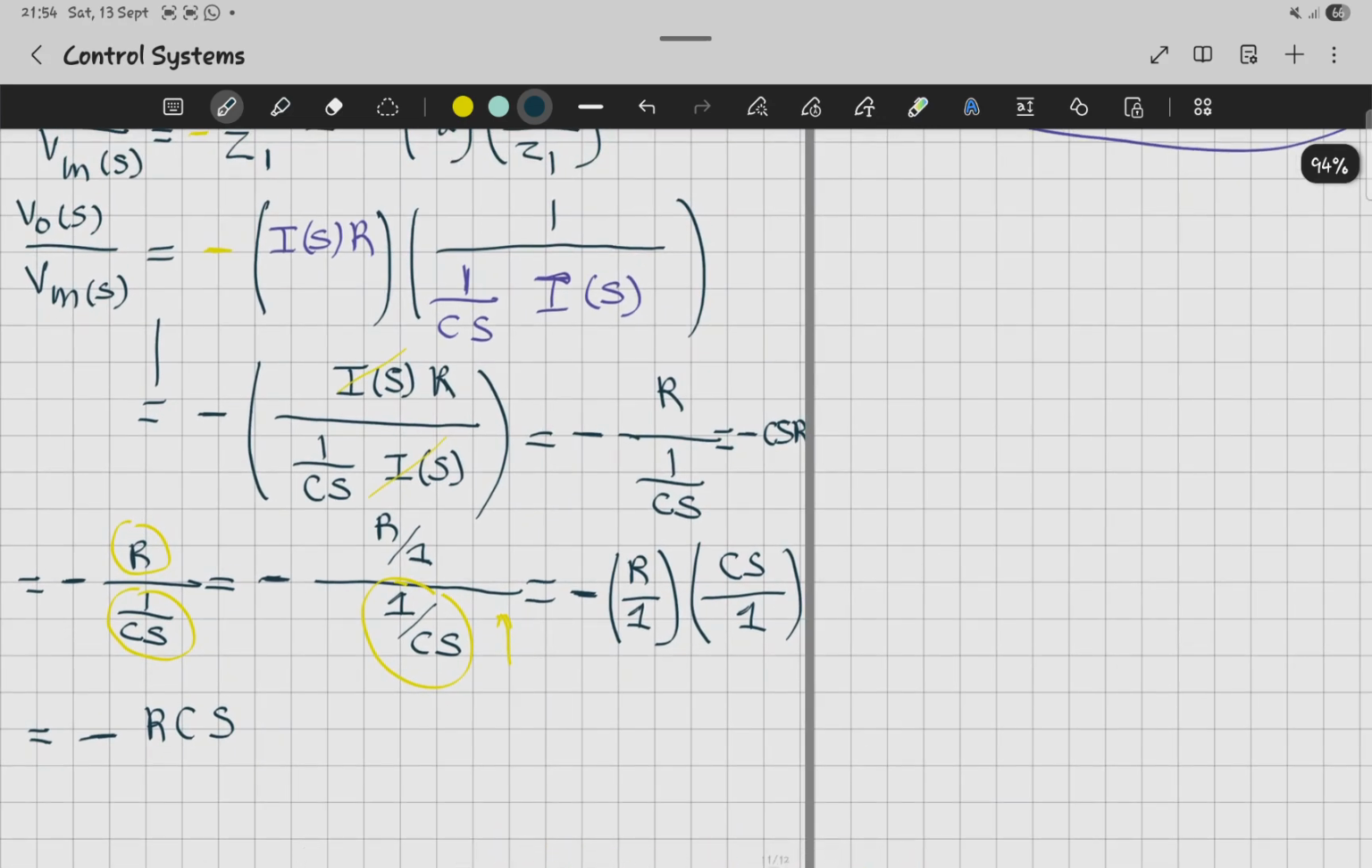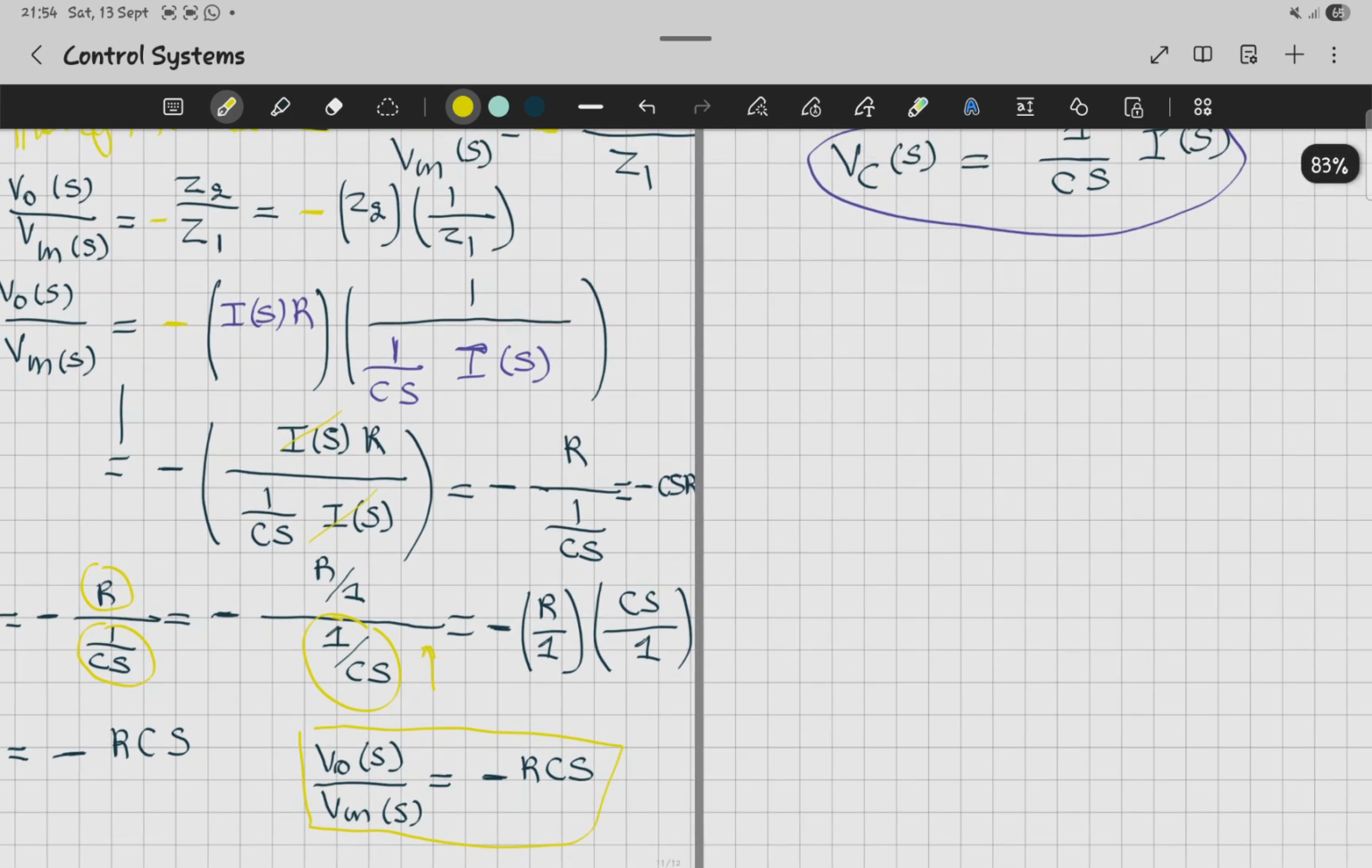So I can even say, just to write it correctly here, V out over V in, in S, is equal to negative RCS for our transfer function. Okay, once you get that transfer function, you can later on solve for V out.